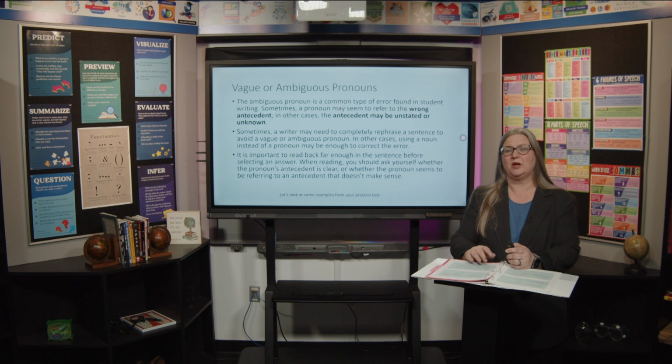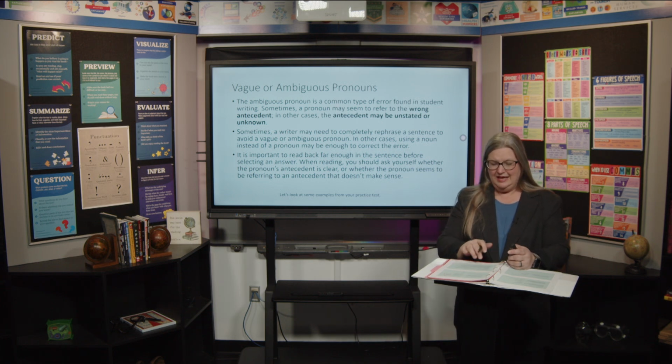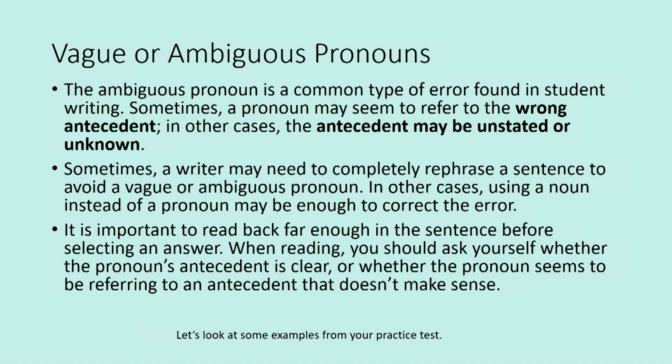All right, now let's talk about vague or ambiguous pronouns. What does that even mean? What is an ambiguous pronoun? Well, let's see what our slide is telling us. The ambiguous pronoun is a common type of error found in student writing. Sometimes a pronoun may seem to be referring to the wrong antecedent. In other cases, the antecedent may be unstated or unknown. So sometimes a writer may need to completely rephrase a sentence in order to avoid vague or ambiguous pronouns. In other cases, using a noun instead of a pronoun may be enough to correct the error.